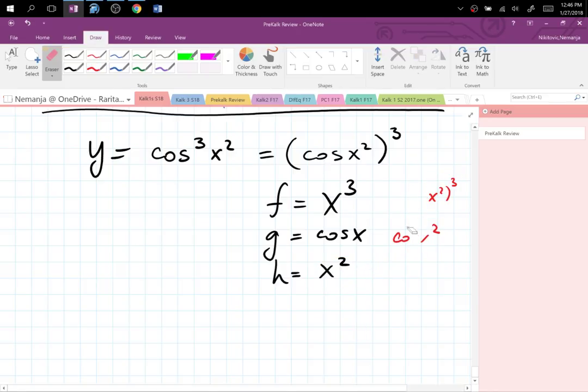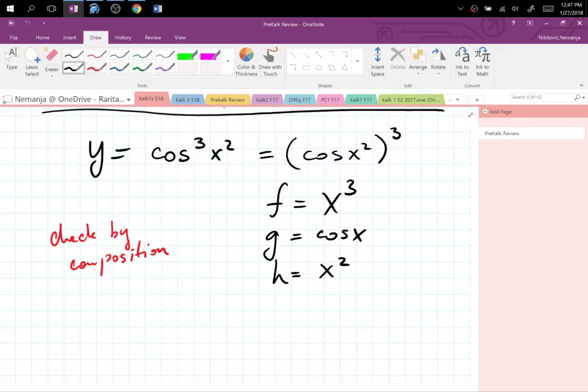I'm going to get rid of this so it's not confusing. You can check this. So I'll just write in blood here. Check by composition. And done deal.